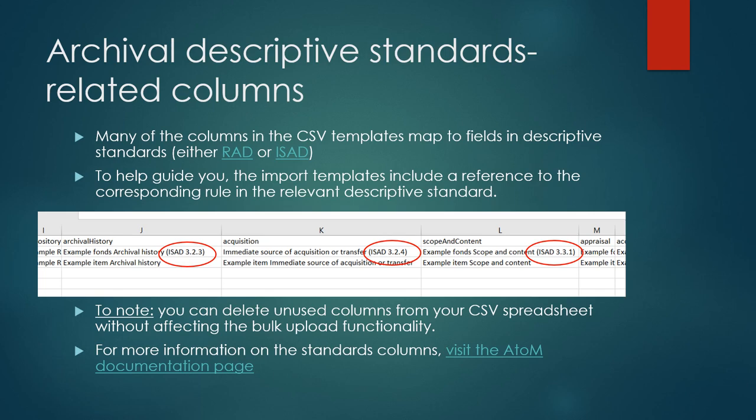It will be less overwhelming than having all of these extra columns and feeling the need to always be thinking, oh, do I need to fill this one out or not? Then you can just work off of the fields that you actually use in your institution. And then I just have a link for some more information about the standards columns and how those work in AtoM with the template.